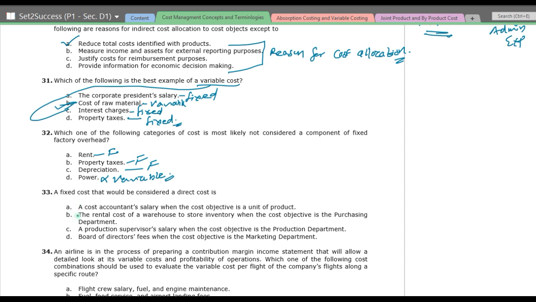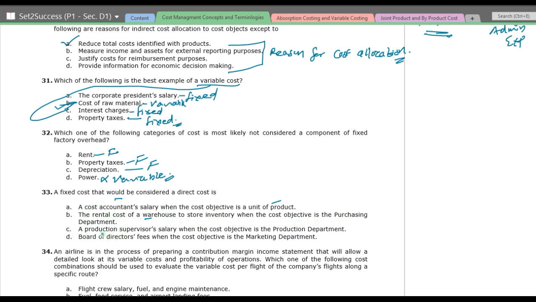Next, a fixed cost that could be considered as a direct cost is a cost accountant salary when the cost objective is unit of product. One is cost accountant, one is the unit of product. They are very far away. So there is no relation between the cost accountant salary and unit of a product. The rental cost of a warehouse to store inventory when the cost objective is purchasing department. So the warehouse and purchasing are not interrelated with each other.